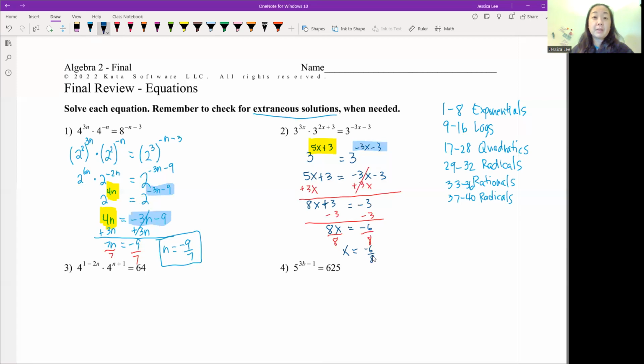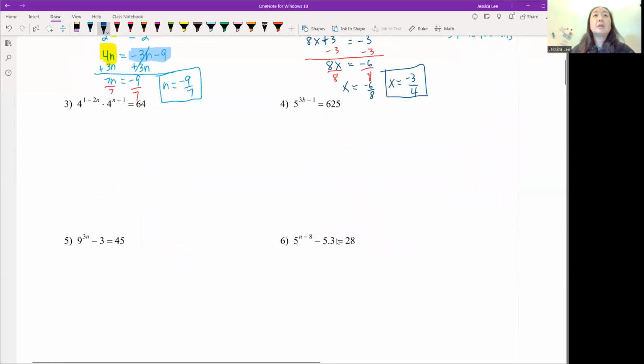But we know we can simplify that. If ever you can simplify a fraction, please do it. Okay, and so we know that that's going to be x equal to negative 3/4, because we know that 2 goes into both of them. So negative 6 divided by 2 is negative 3, and 8 divided by 2 is 4. All right, so there we go. We're going to keep on going here.